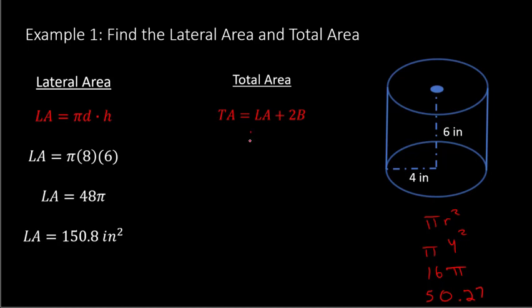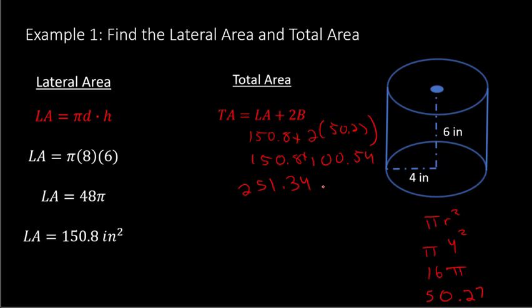So we take the 150.8, that's your lateral area, and then we have two of those 50.27s. So what is 2 times 50.27? It's going to be 100.54. You add that with 150.8. So 150.8 plus 100.54. And that gives you 251.34. So the total area is 251.34 inches squared. That is the area of all the surfaces on this cylinder, the top and the bottom, and also the side.